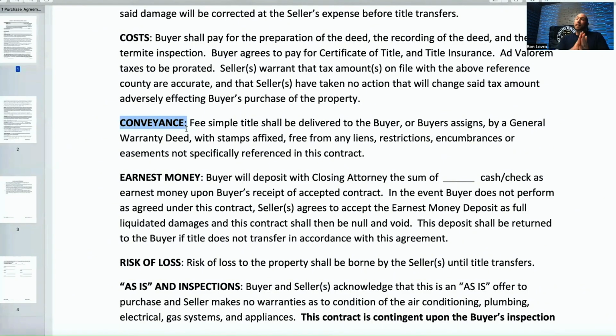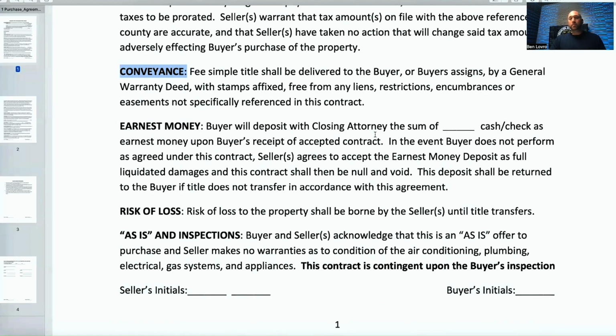Conveyance is simply stating that the seller agrees to provide clear title via general warranty deed with stamps affixed, basically warranting the property from having any liens, judgments, or any other defects in that chain of title. Earnest money, whatever is agreed to, we usually, just to keep it low, put $500, right? If the seller does request more money, more skin in the game, we can absolutely agree to that.